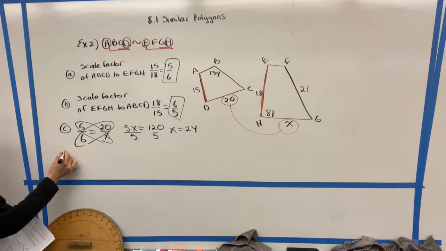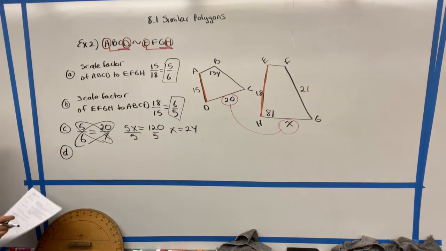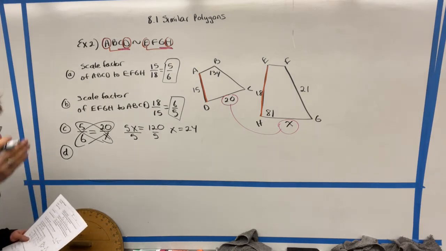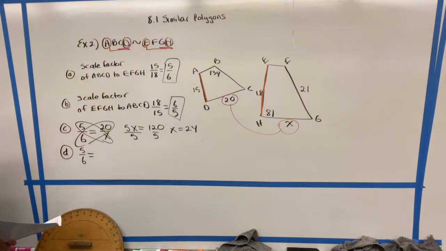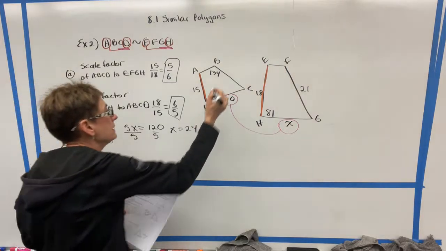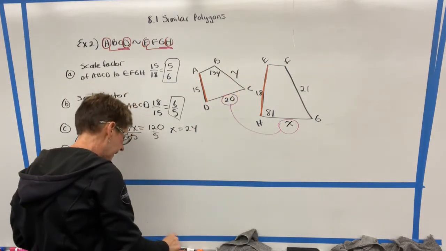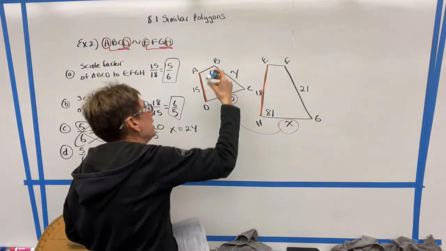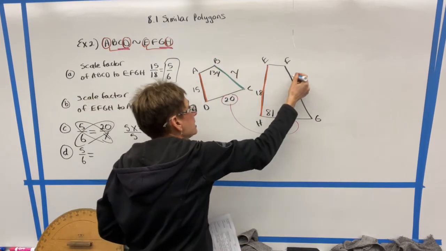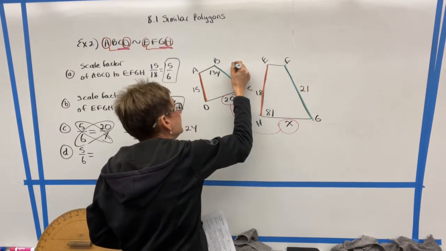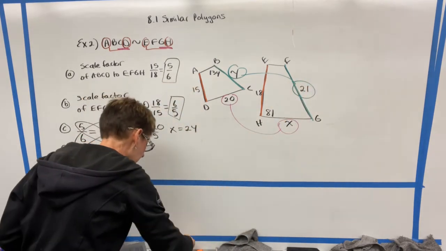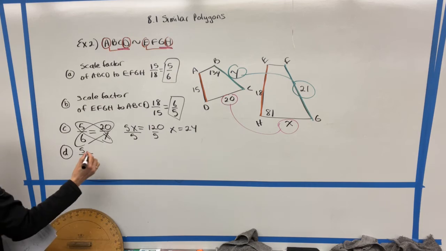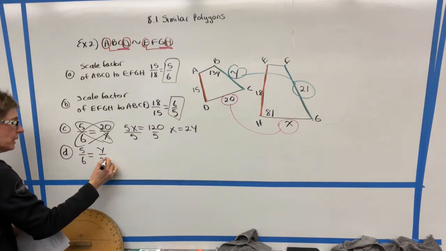Part D is asking us to solve for y. Now again, I know that side divided by side is 5/6. And now I just need to find which pair of sides I'm going to use for the y. Since the y is over here on side BC, and side BC corresponds to side FG, I need to take y divided by 21. So I'm going to say 5/6 equals y/21.